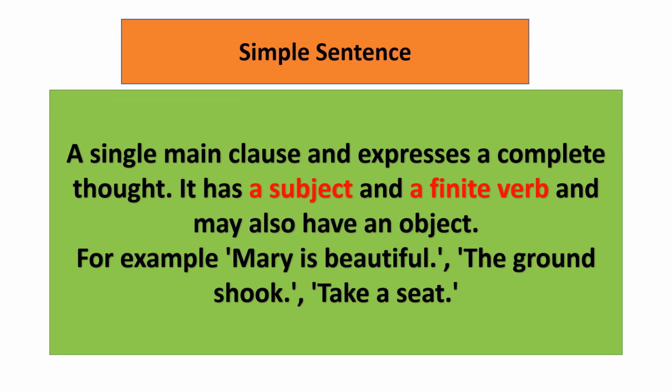Okay, so firstly, we are going to talk about a simple sentence, a single main clause that expresses a complete thought. It has a subject and a finite verb, and may also have an object, but the object is optional in such sentences. For example, Mary is beautiful. The ground shook. Take a seat.